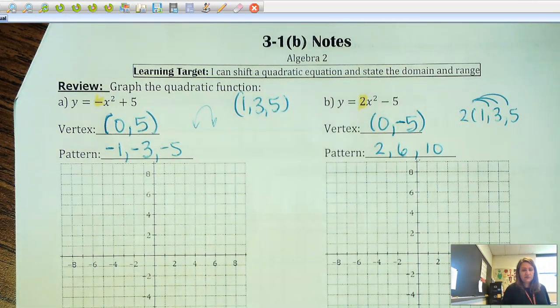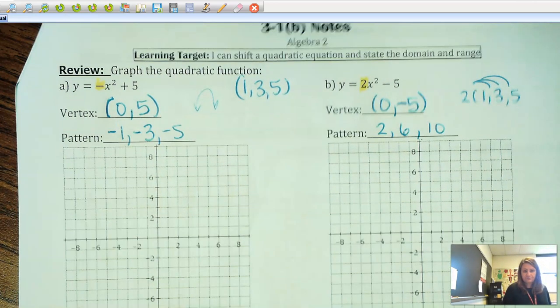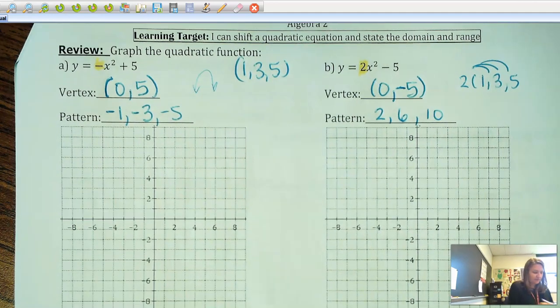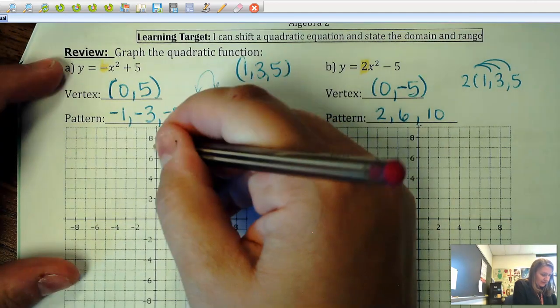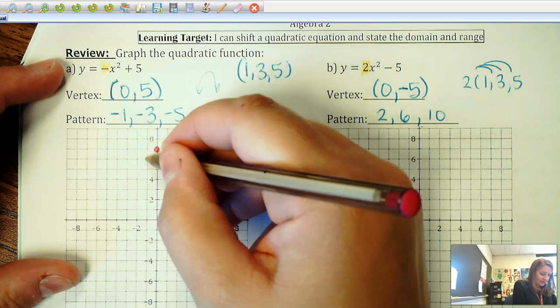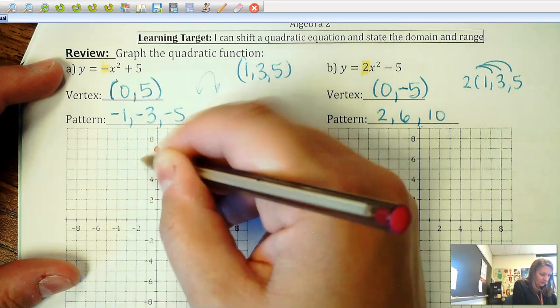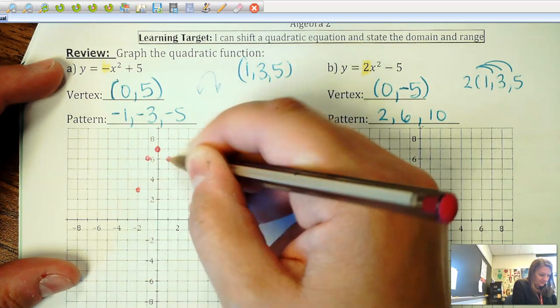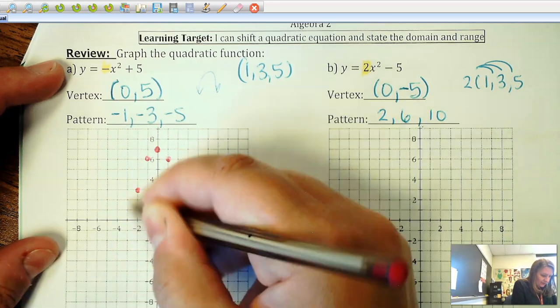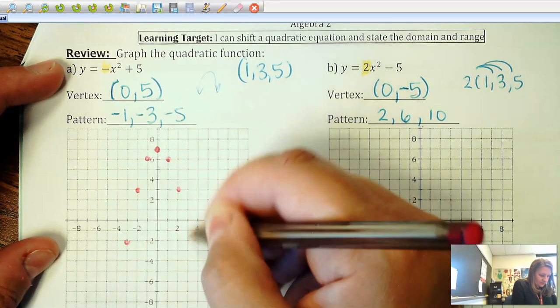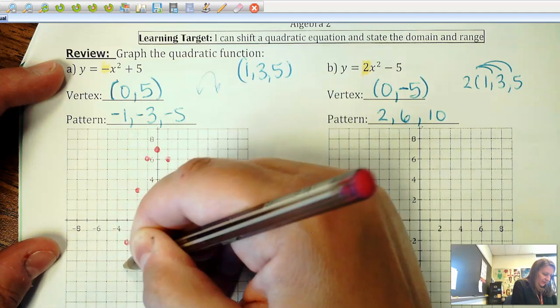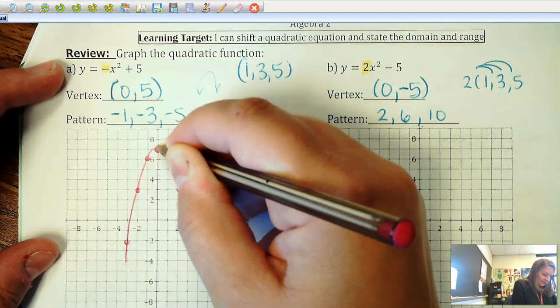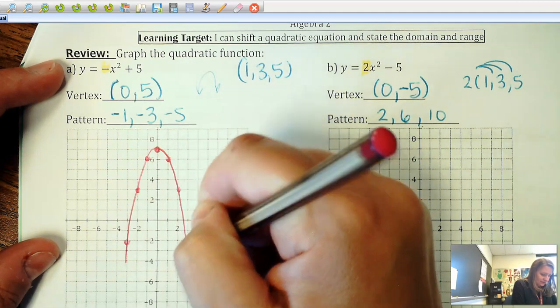And we're going to fit as much as we can on the graph here. So for my first graph, 0, 5. And from that point on either side, over 1, down 1, over 1, down 3. And then over 1, down 5, and that should be a really good picture of my graph. Do my best to create a U shape.